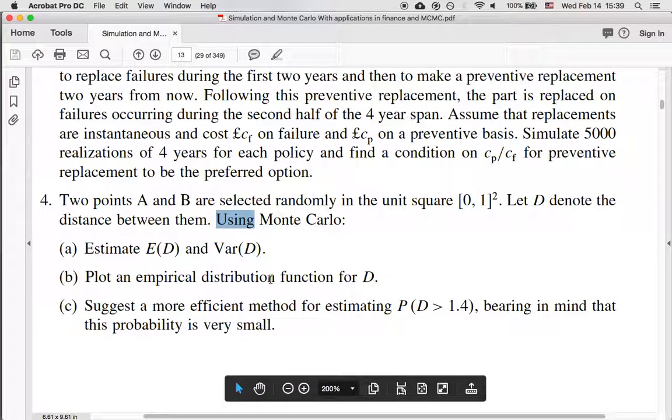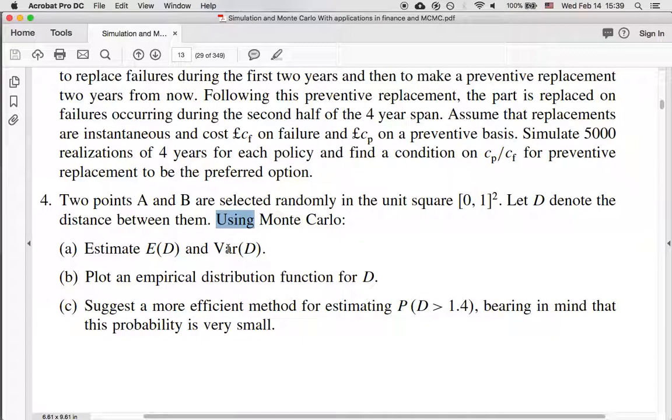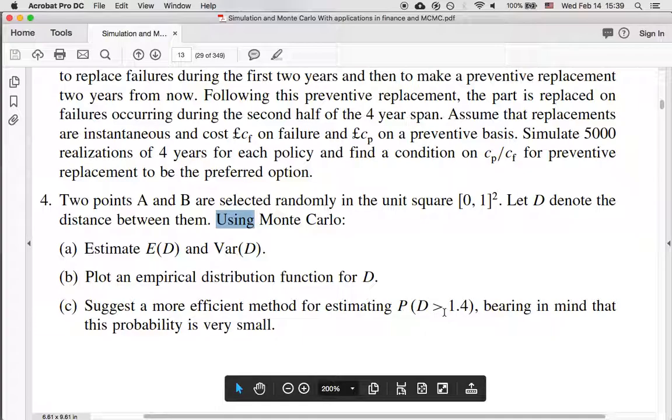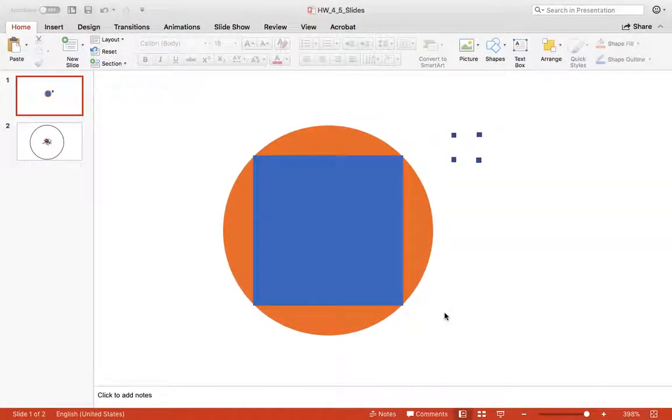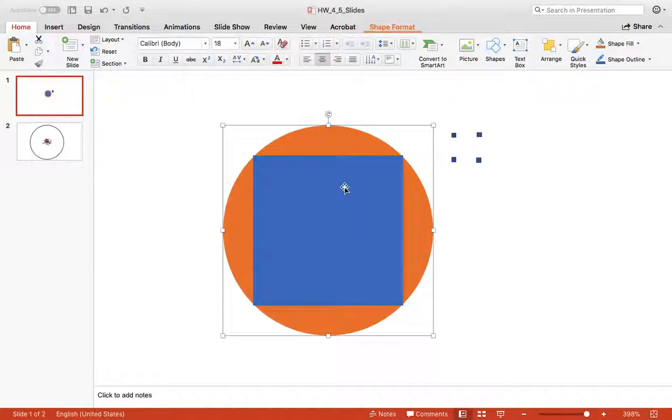Now, we saw that empirical distribution as well as the estimation and the variance. And now we're going to look at a method to determine what the probability of the distance being greater than 1.4. And just to get a visual image of what this looks like, here is a circle with a radius of 1.4 and our unit square right here.